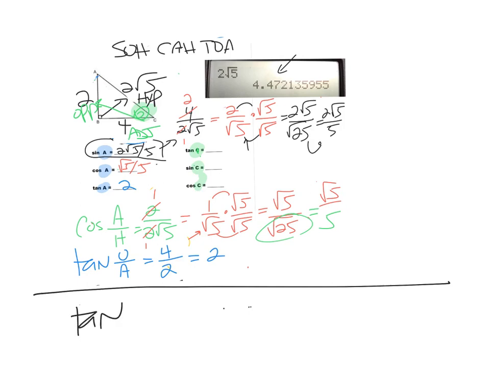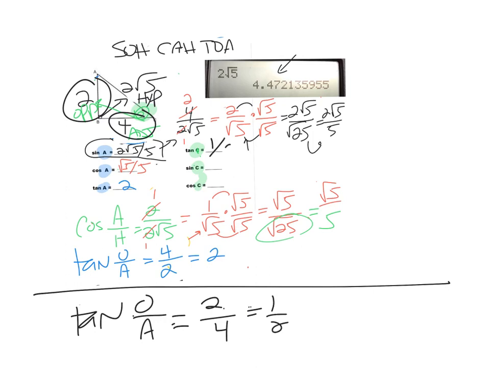The tangent of angle C. Well, the tangent, that's the TOA portion of SOHCAHTOA, opposite over adjacent. Here the opposite is 2, the adjacent is 4, and 2 over 4 is a half. So I know the tangent of angle C is 1/2.